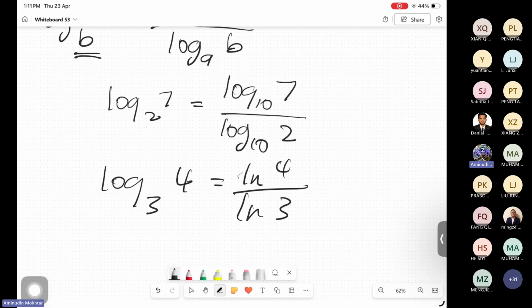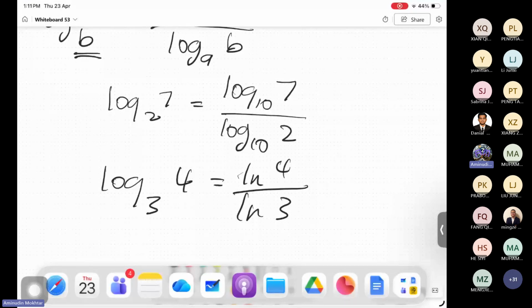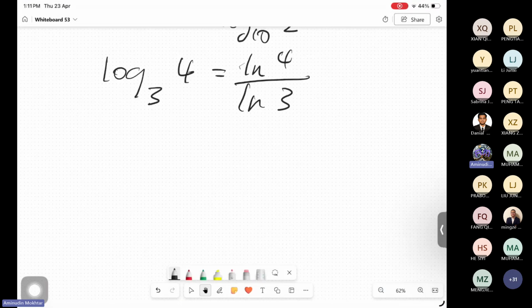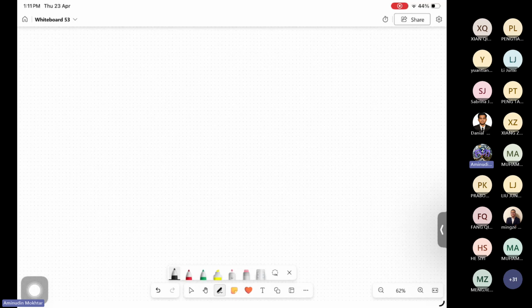Okay, let's look into a few examples. Please turn to page 48. There are a few examples here. Please refer to page 48. I will show you. Let's look into example 1.41.